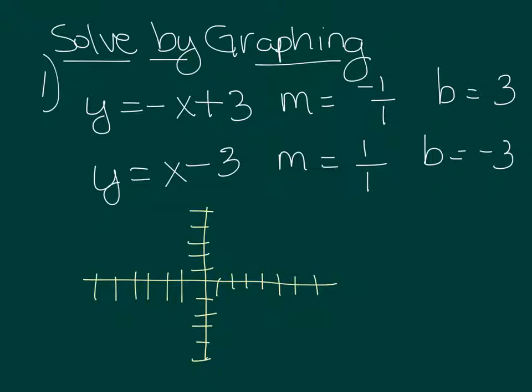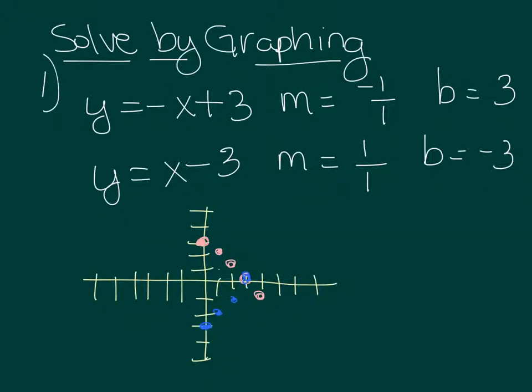Alright, so the first equation, I'm going to go up to 3. And then I'm going to go down 1, right 1, down 1, right 1, down 1, right 1, down 1, right 1. We'll see if that's actually enough places. I may have to come back later and fix that. The second equation, I'm going to go down to 3. And I'm going to go up 1, right 1, up 1, right 1, up 1, right 1.